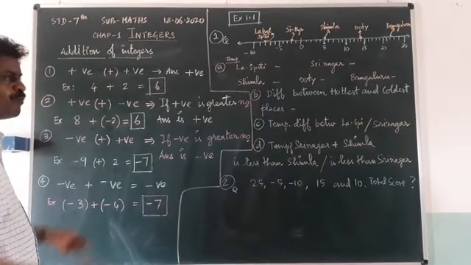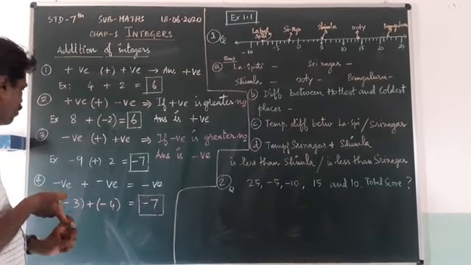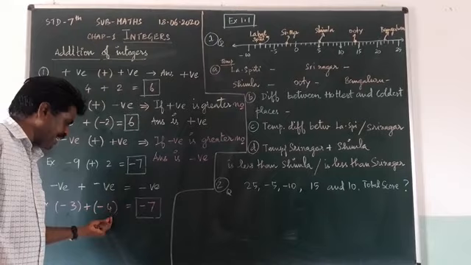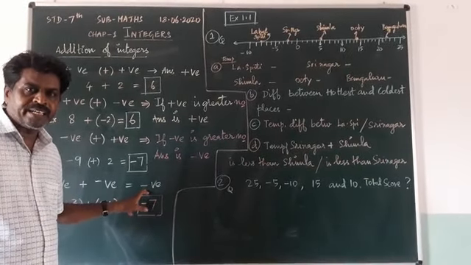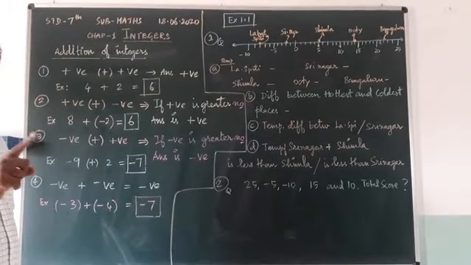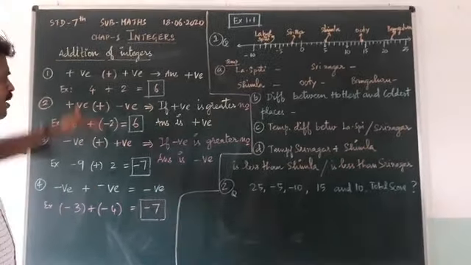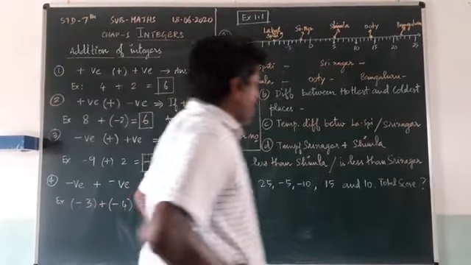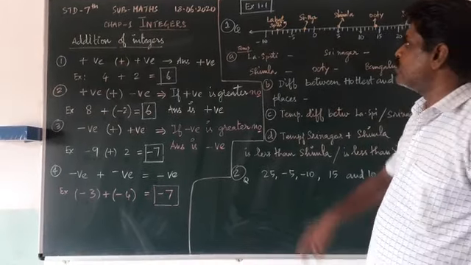Fourth condition. If both numbers are negative, what is the condition? I have taken minus 3, addition of minus 4. Both are negative, then your answer also will be negative. You have to add the numbers and put the negative sign. So minus 7 is the answer. Okay. Based on this basic idea, we are going to do the problems from the exercise. One or two problems today we will do.